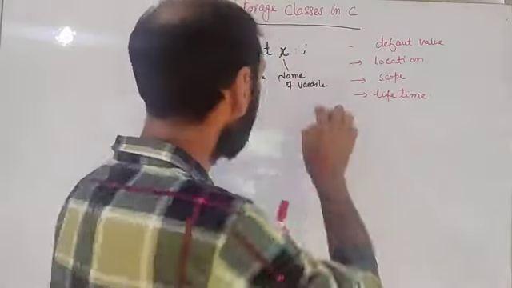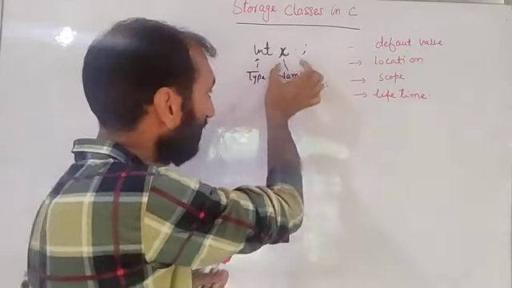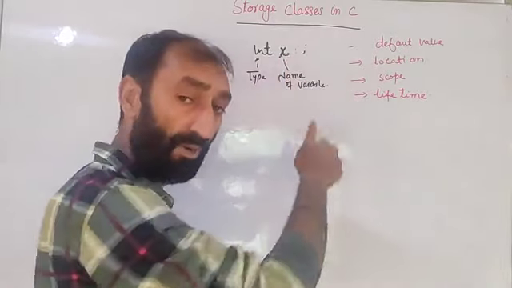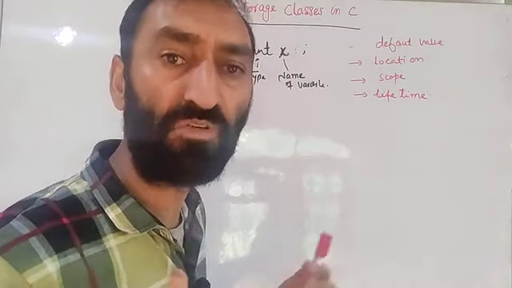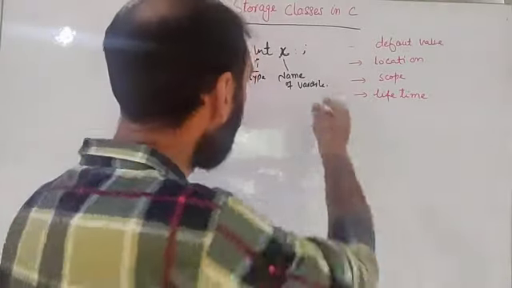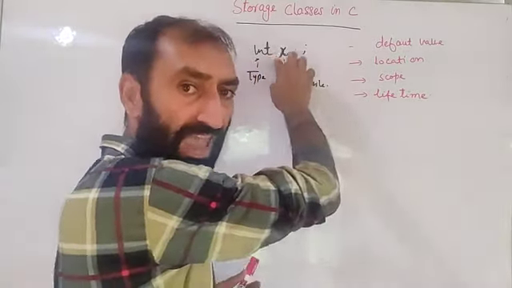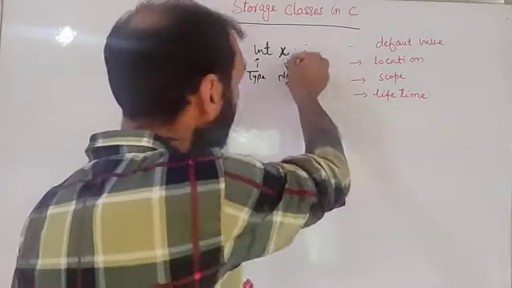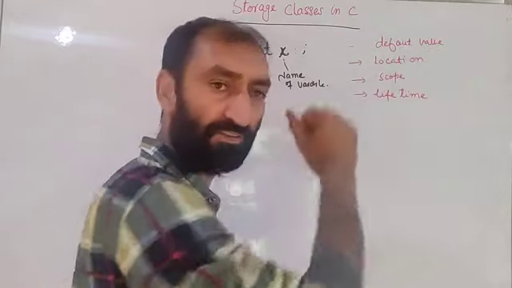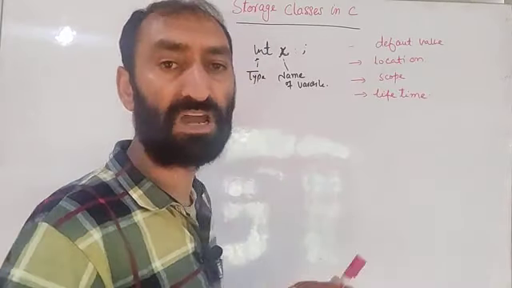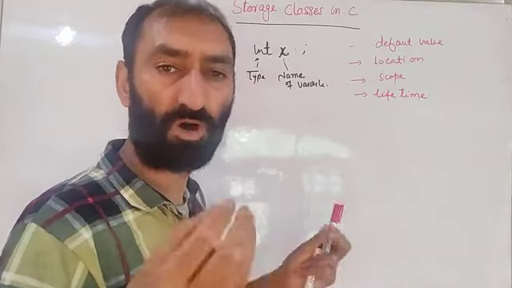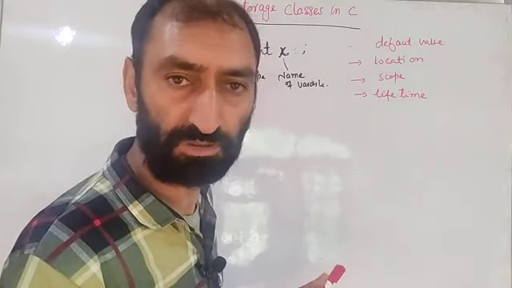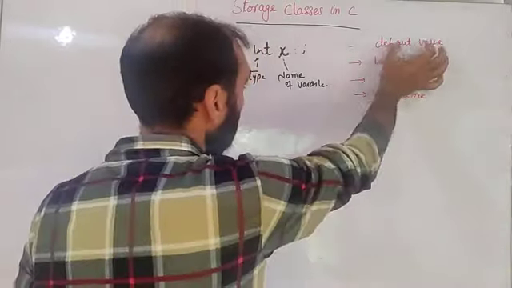The first is the default value. If I don't initialize this, for example int x, I have only declared the variable x of type integer and nothing is initialized here, by default it will have some value. What value this x has by default is called the default value. Whether it has a negative value, a garbage value, or a positive value, that is called the default value.